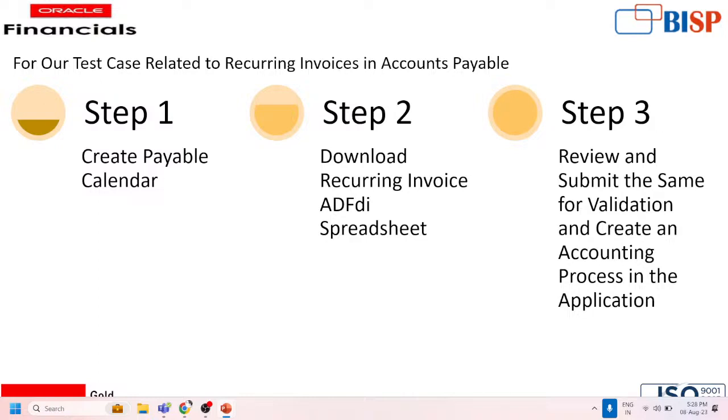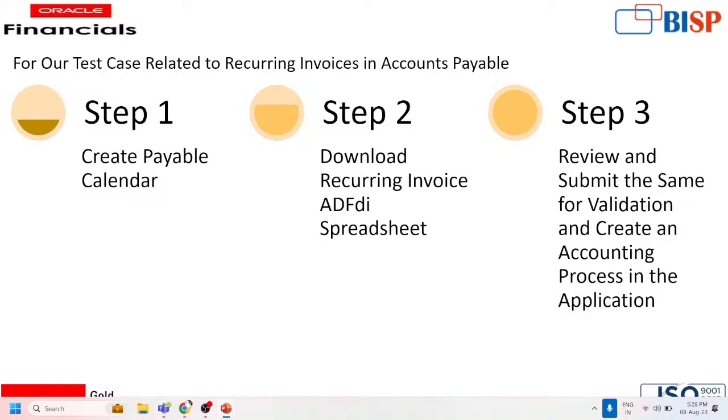accounts payable? The first step is to create a payables calendar, right? That is a calendar we have to create in the application. Then we will download the recurring invoice ADFDI spreadsheet. That is the Application Development Framework Desktop Integrator spreadsheet tool, and we will provide the details there, fill in the required details, and then we can review and submit the same and validate the invoice in the application and run the create accounting process also, right? So that we will see in the UI, right?